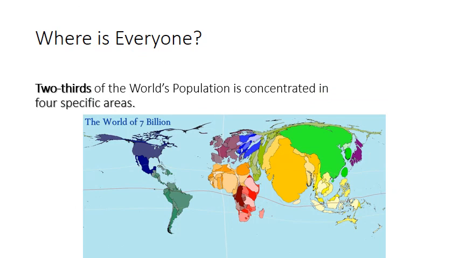2/3 of the world's population is concentrated in 4 specific regions. We'll go through those in just a minute. This particular map is known as a cartogram, and in the map you see the size of the countries are distorted based on their population. So China and India are huge, and Canada and Russia are tiny. Again, size of the country depiction is based on population.